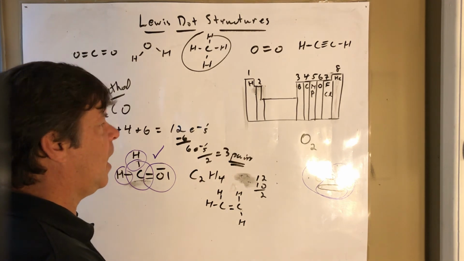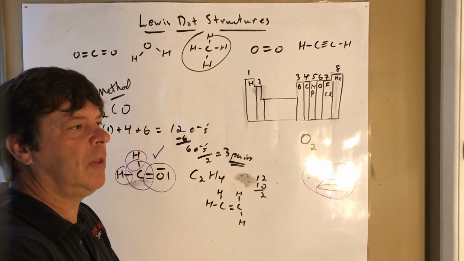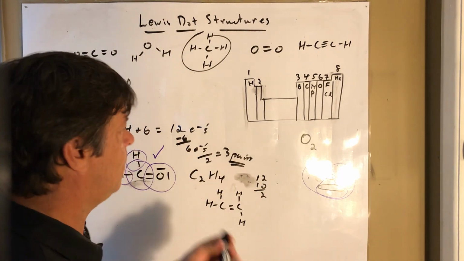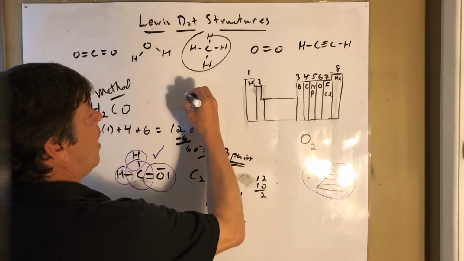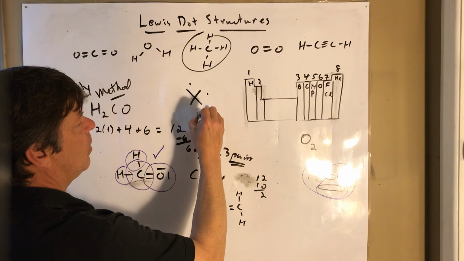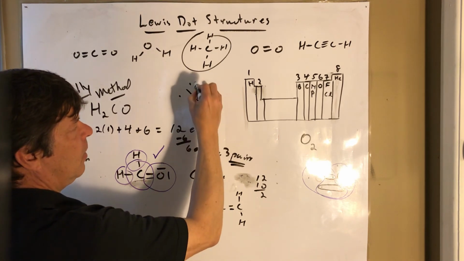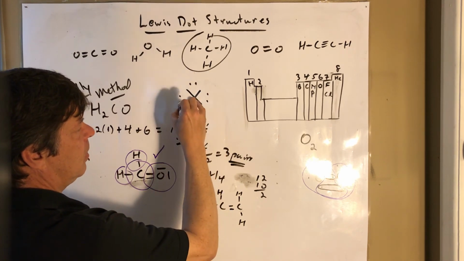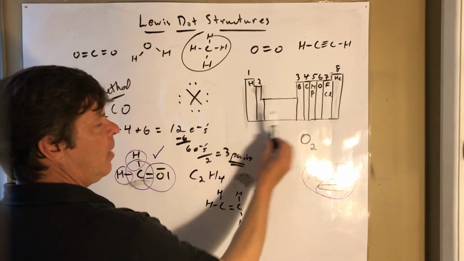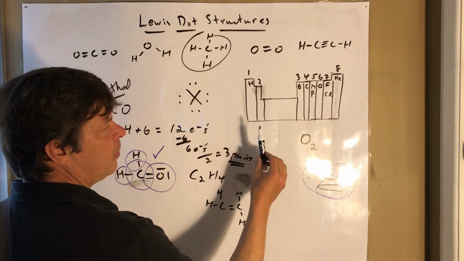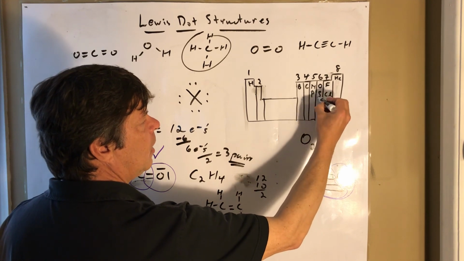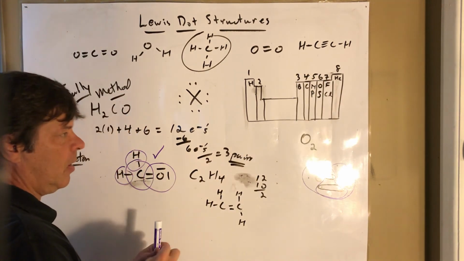I have a feeling this video has been long enough, so let's just review. Lewis dot structures: we let dots represent the valence electrons. We place them around the symbol of the element like this. We don't double up until we have to. How do we know how many valence electrons? Look at the periodic table. Just count from left to right. Sulfur's right here. We would have 6 valence electrons.